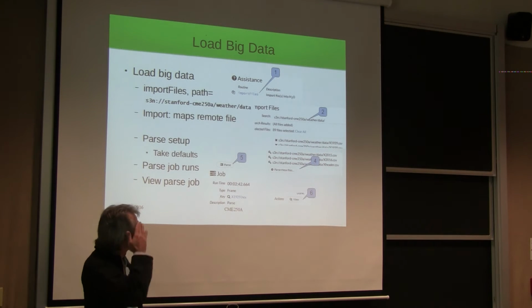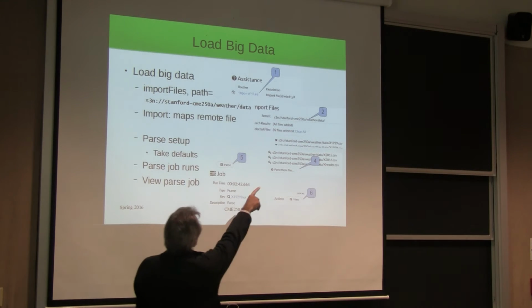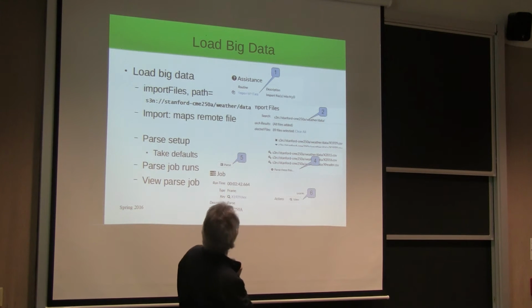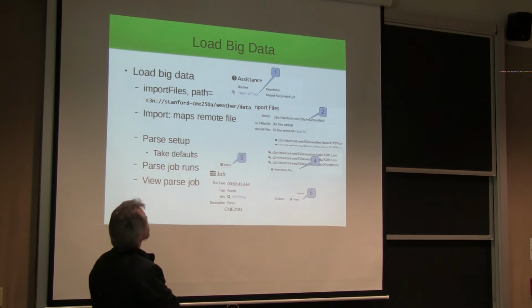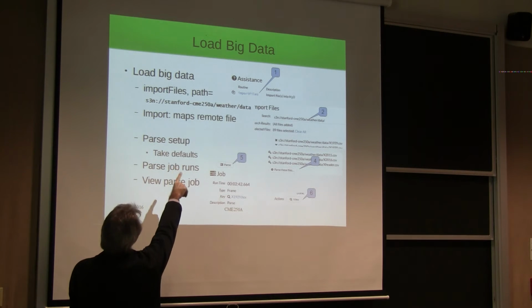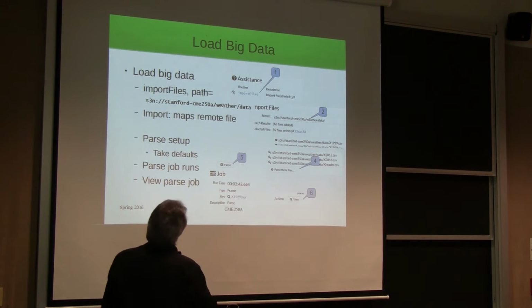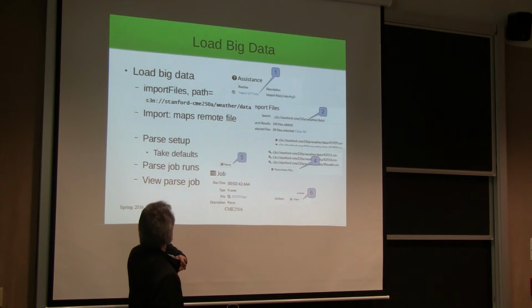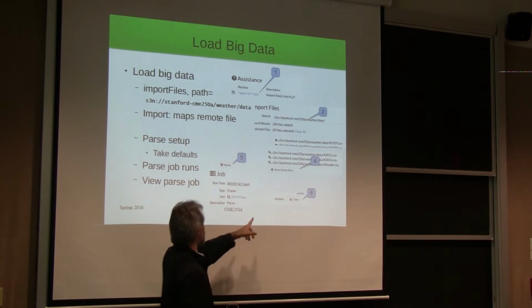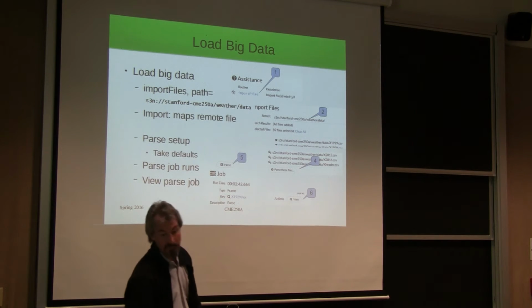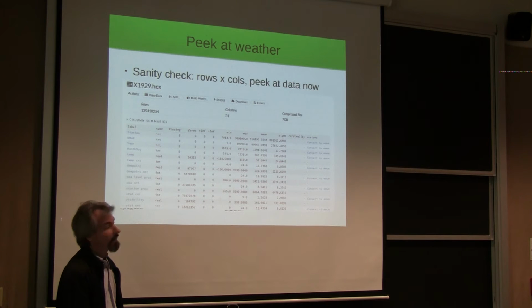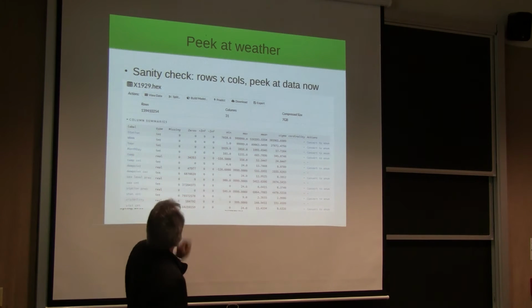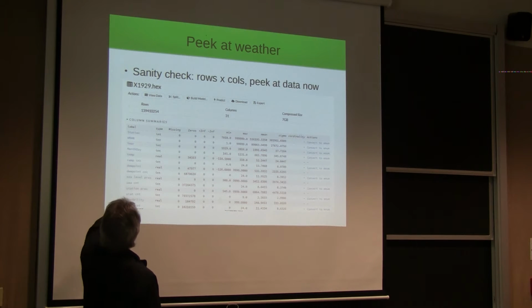Should be fine. I went to Flow, I hit import files, and I had to mess with S3N, which is talking to the S3 file path. Stanford cme250A, that's the bucket, and then weather/data, and eventually it comes up and says 89 files. I parse it, taking the default parse setup, and 2.5 minutes later I can view it, and I get this: 139 million rows by 31 columns of data.